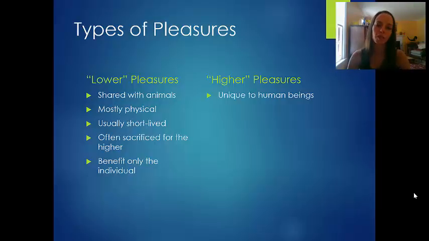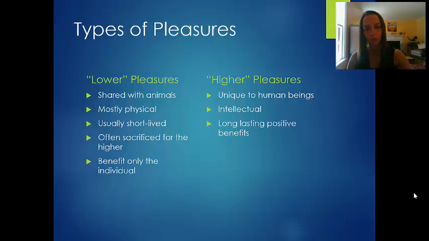So higher pleasures are a little bit different. These, by and large, are unique to human beings, and these are intellectual pleasures. So things like reading a good book, enjoying a movie, listening to a piece of music, gaining knowledge by taking a class, right? These are all things that, as far as we know, only human beings can really appreciate. And only human beings have a certain intellectual ability, really. So these have long-lasting positive benefits.